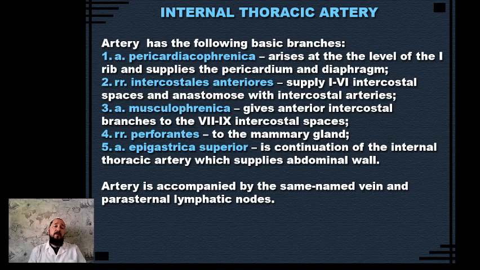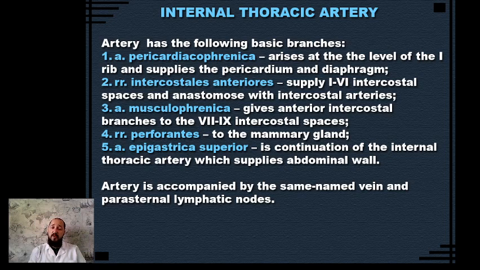The next one, arteria musculophrenica. The musculophrenic artery gives anterior intercostal branches to the 7th to 9th intercostal spaces and also supplies the diaphragm. Rami perforantes, or perforating branches in English, are branches that go into the mammary gland. And the last one, arteria epigastrica superior.